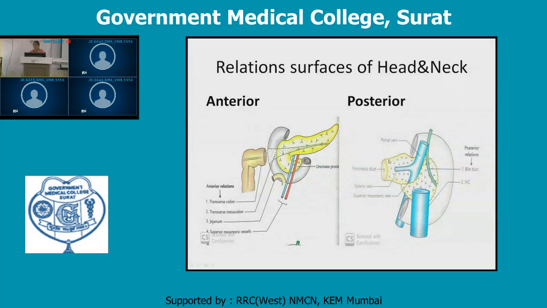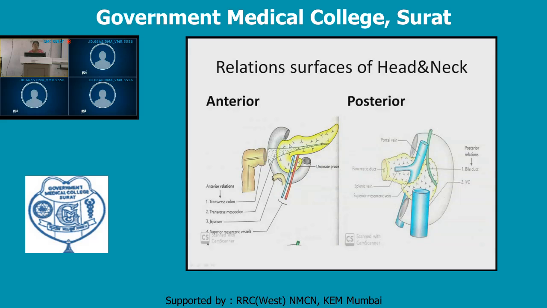Posterior relation: you can see behind the head there is the bile duct and inferior vena cava. Here the inferior vena cava will be behind the head, and the bile duct will come here to open into the second part of the duodenum. So it is related here.